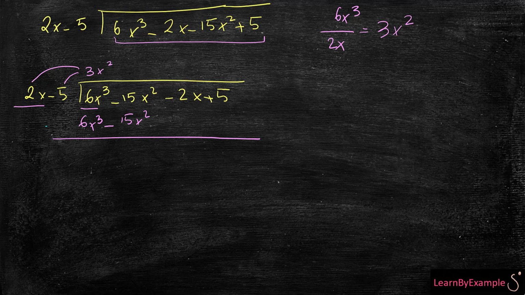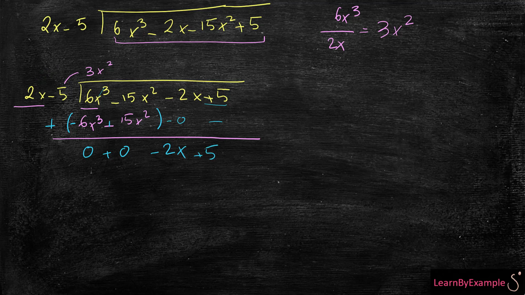All right, what we're going to do, we're going to subtract it. So I'm going to actually multiply a negative sign in there. So I have 6x cubed minus 6x cubed. They're going to cancel out. So I have a 0 minus 15x squared plus 15x squared. So another 0. I have negative 2x minus a 0x. So I have a negative 2x and 5 minus 0, which is just 5.